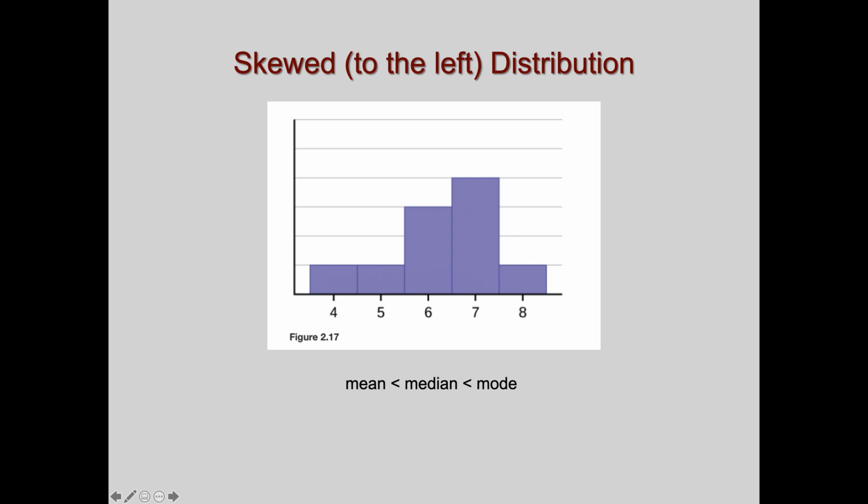So here's what we remember. When you go to the left, things become less than. Just remember the typical order: mean, median, mode.